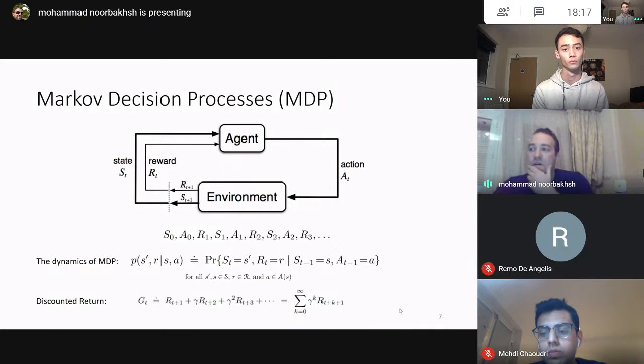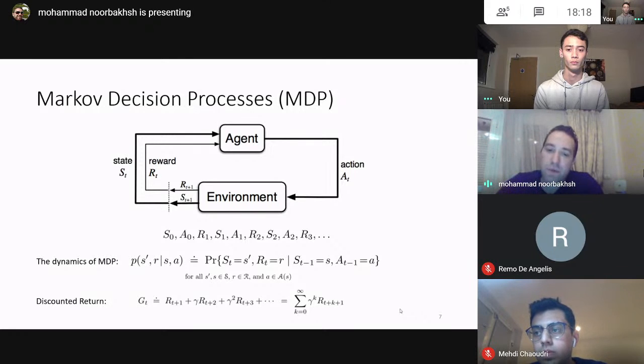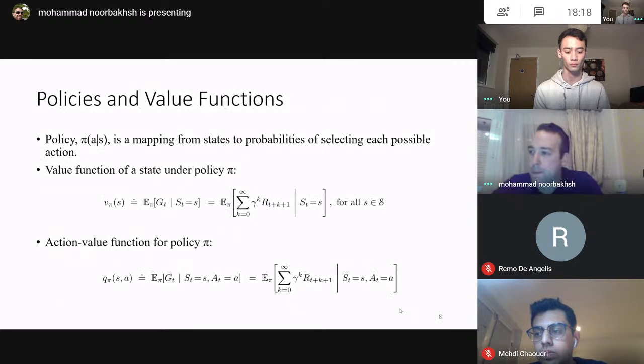We have a concept of gamma here, which is the discount factor or discount rate. It determines the present value of the future rewards, or how important they are. If gamma equals 0, it means that the agent is concerned only with maximizing immediate rewards, which is somehow a greedy approach. So yeah, we have policies and value functions.